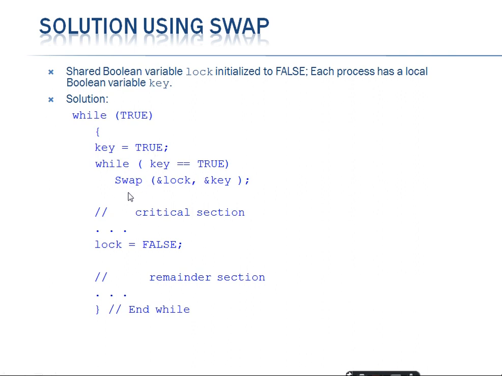While key is true, we are calling this swap function along with the parameters lock and key. And then there is execution of the critical section. After that, lock is assigned false, and then it continues with the remainder section. And this is all about the while loop. After the remainder section, there is an end of this while loop. So this is how you can call the swap function.